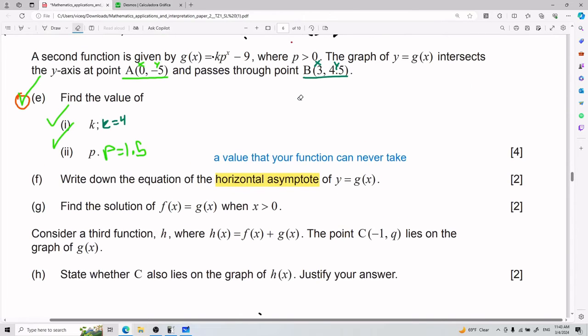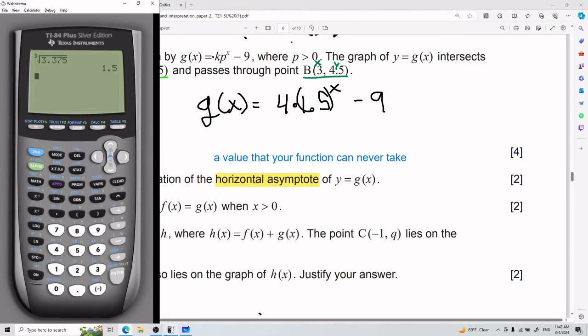And so usually what you need to do is graph it, okay? Or at least that's what I suggest. It's the easiest way, in my opinion. All right, so basically, there is an equation of the horizontal asymptote of this equation, g of x. Now, g of x, what is it? Well, I already found k, I already found p. G of x, in a more fancy way, is going to be 4 times 1.5 to the power of x minus 9.